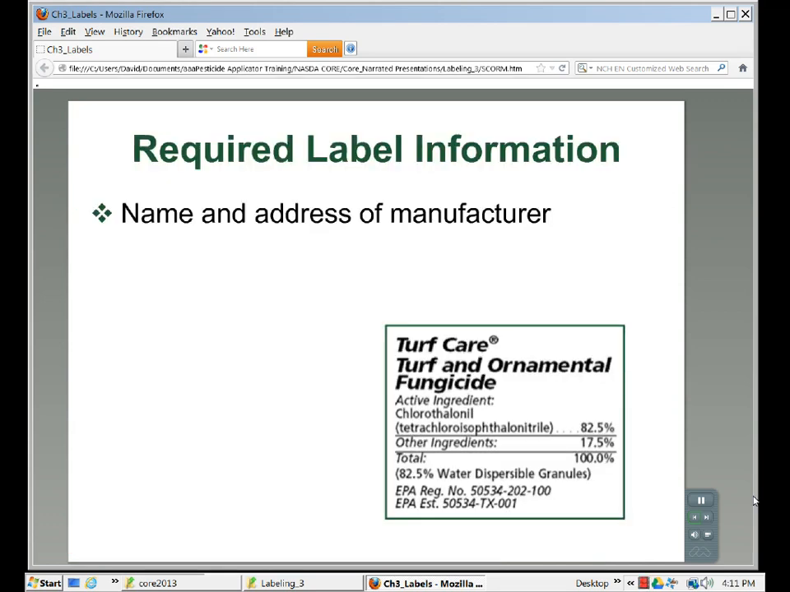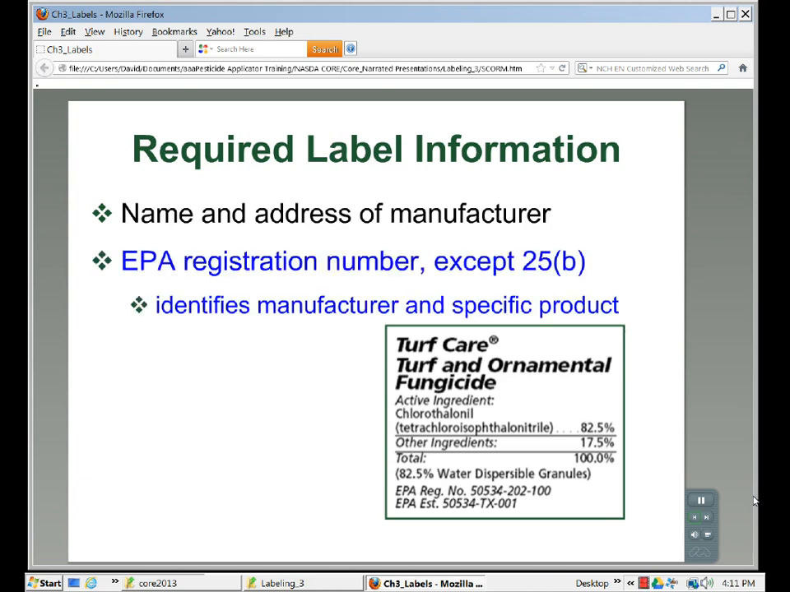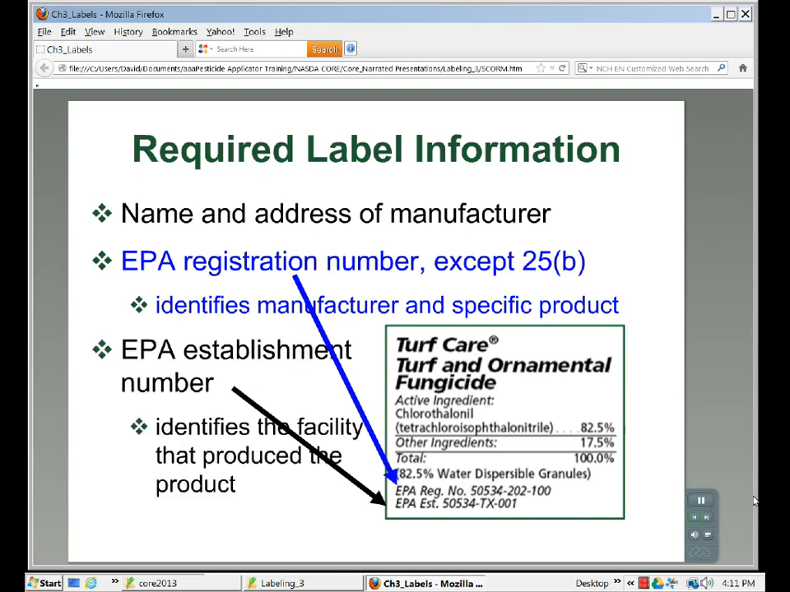Back to the label and its parts. All pesticide products registered by EPA have a unique EPA registration number. Don't confuse the registration number with the EPA establishment number. The establishment number identifies the manufacturing plant where the product was produced. The manufacturer name and address also must be included on the label. Application record keeping may require the EPA registration number.